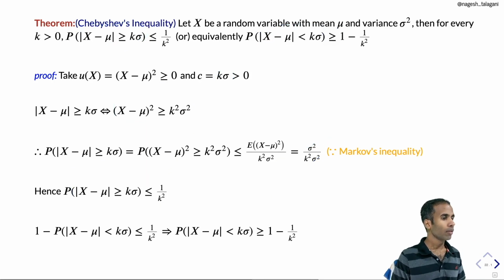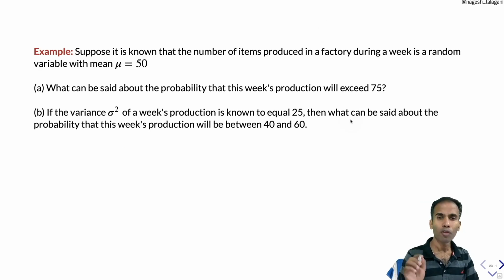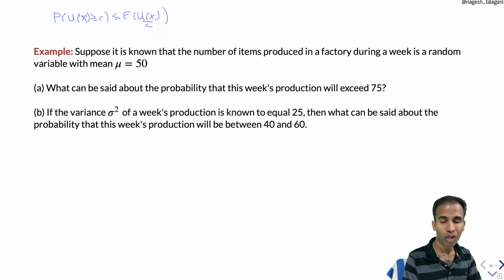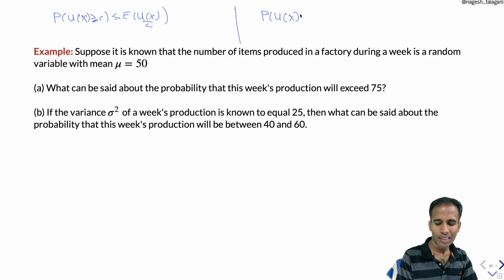Okay, now let's do a problem. Before we proceed, in Markov's inequality, probability of u of x greater than or equal to C is less than or equal to expectation of u of x by C, where u of x is a non-negative function of the random variable x and C is positive. We don't have to worry about whether equality is included or not. We can also make this statement: probability of u of x strictly bigger than C will be less than or equal to expectation of u of x by C.